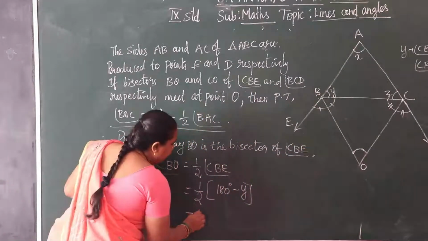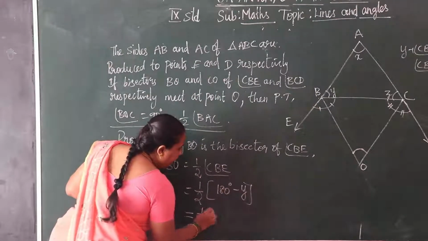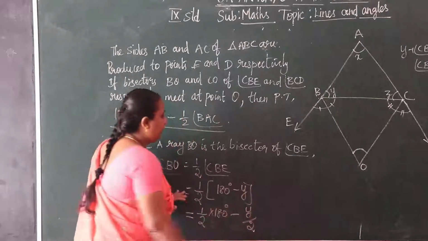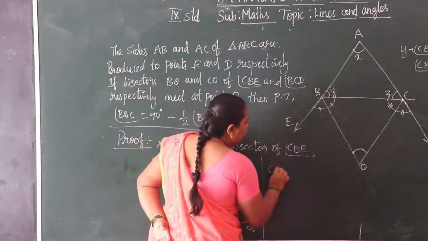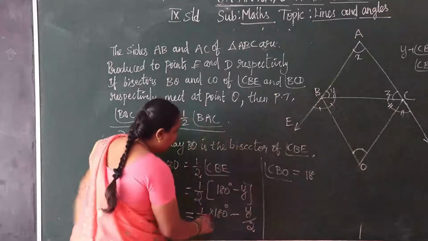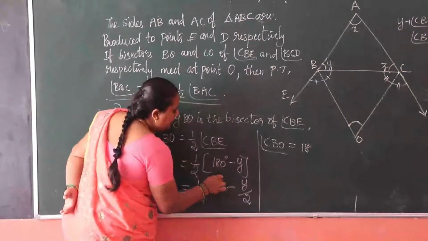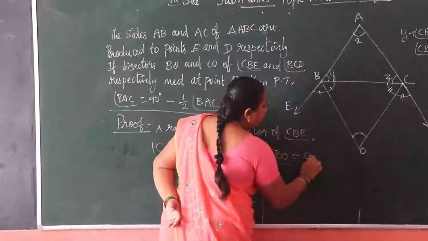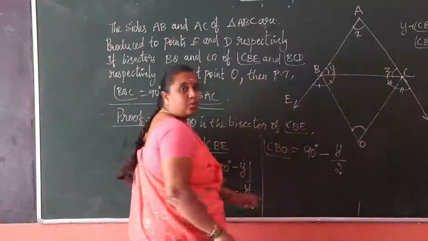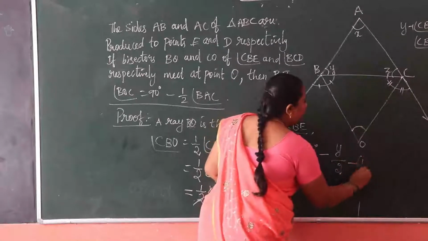Okay, we can extend this half into 180 degrees minus Y, by 2. That we can write as angle CBO equals half into 180 degrees minus Y. The 180 degrees we can cancel: half of 2 and 2, 90. So we can write 90 degrees minus Y by 2. So this is equation number 1.